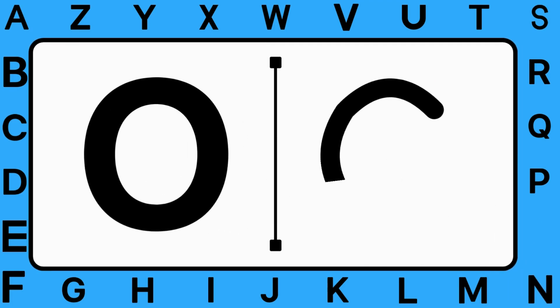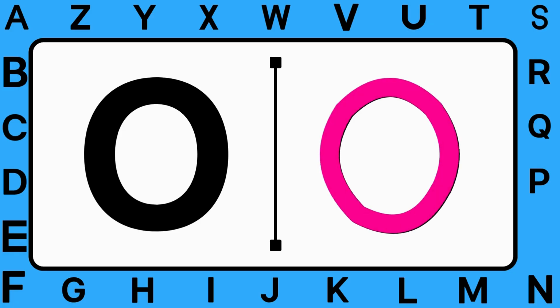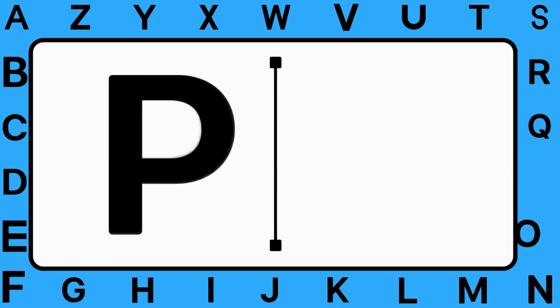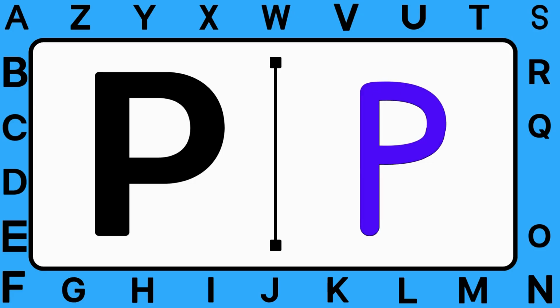Draw a big round circle. Outstanding. That's O. What's next? Draw a straight line down. Draw a small curve on top. Perfect. That's P. Let's move on.